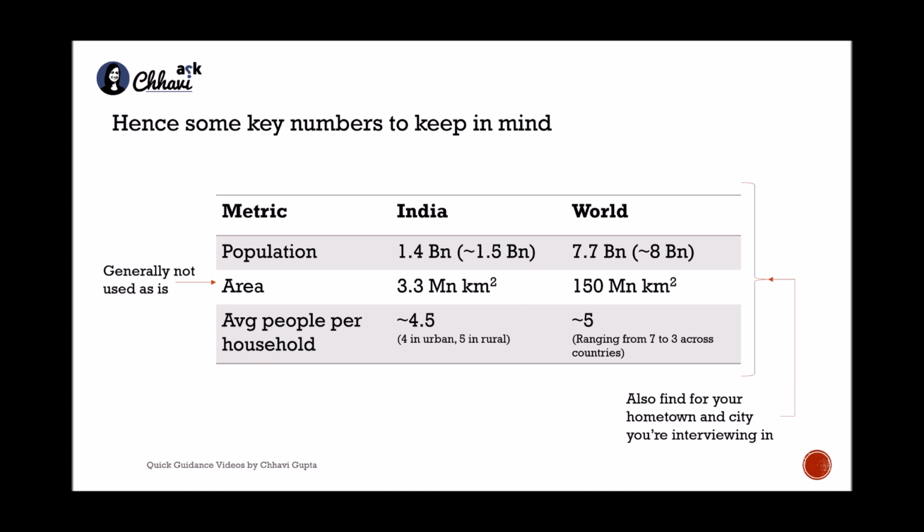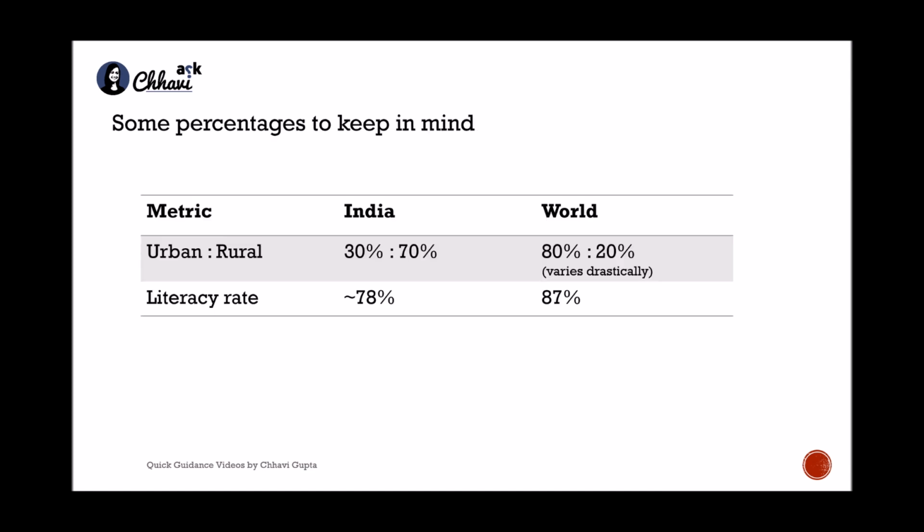So keep these numbers in mind, but also keep in mind that you can very easily round up and just talk to the interviewer about it. Then there are some percentages that you should keep in mind. Well, the divide of urban and rural is important. In India, it is sort of fixed. In the world, it varies drastically. I doubt someone will ask you these percentages for the world, but still good to just keep it in your mind. And also literacy rate, in case that comes up at some time.